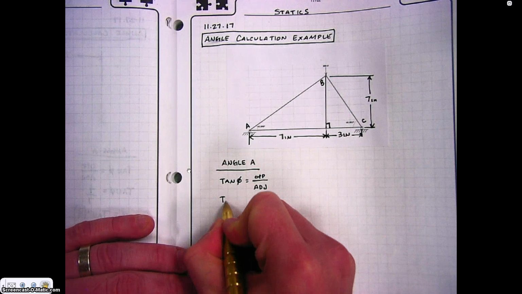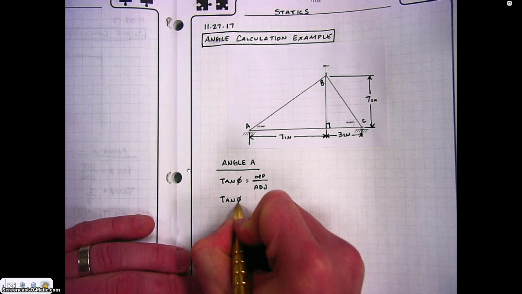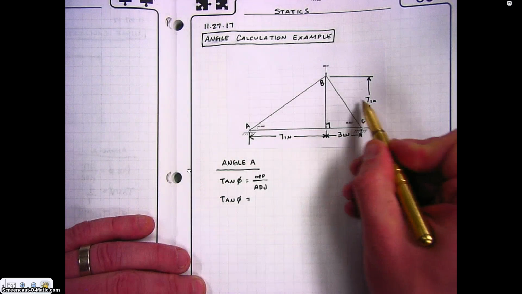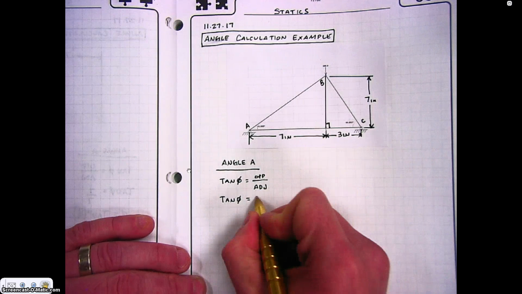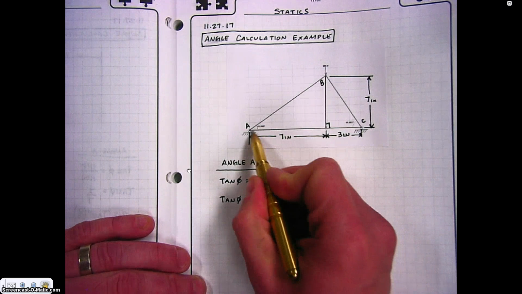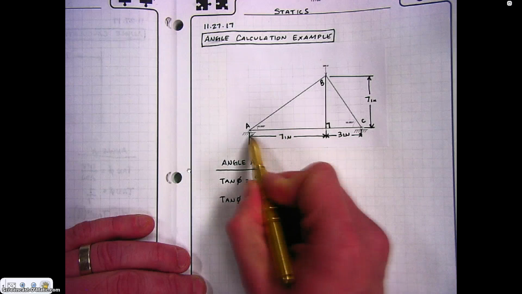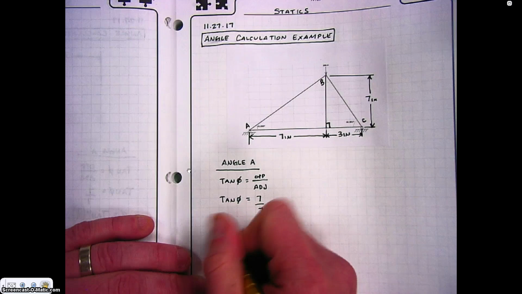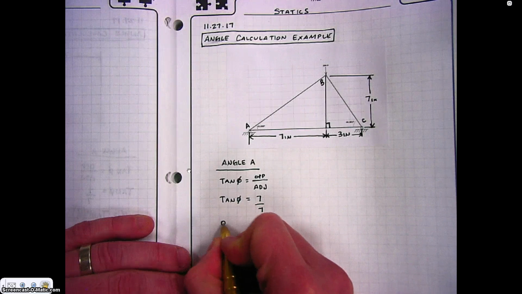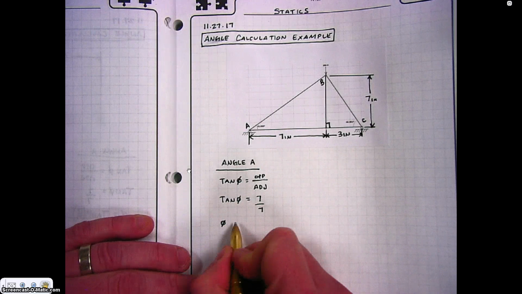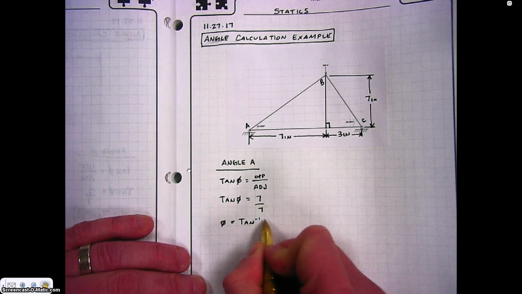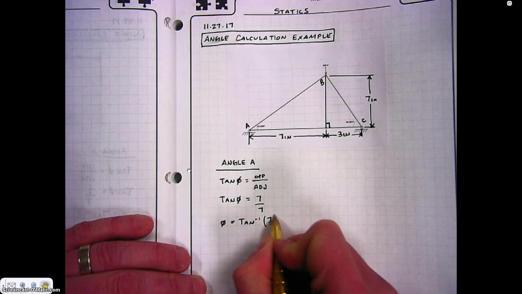We can then substitute in those side lengths. From point A, the opposite side is this one here. It's 7. The adjacent side is this one here. It's also 7. So then I can rearrange my equation. Angle A, or theta, is equal to the inverse tangent of 7 divided by 7.